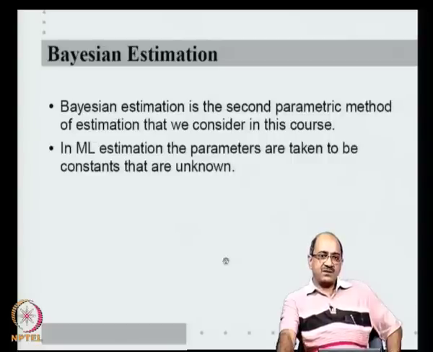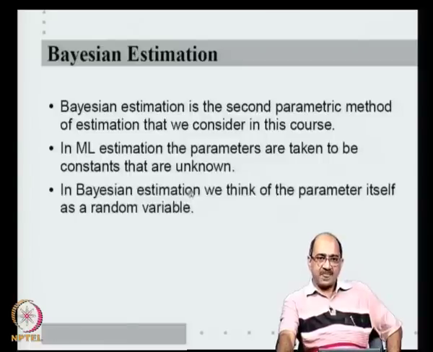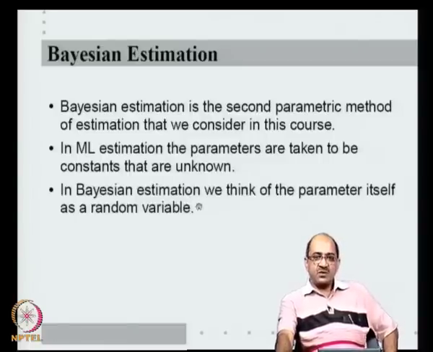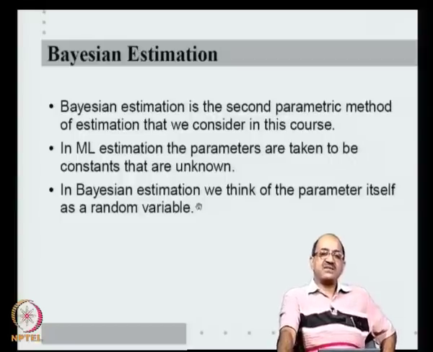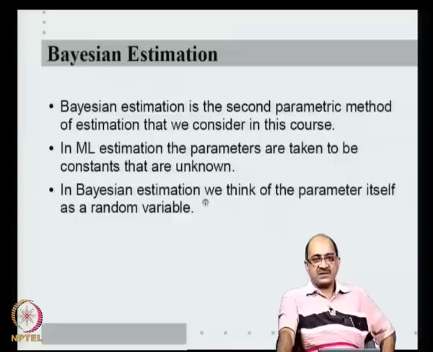At the top level, the way I can distinguish between maximum likelihood and Bayesian estimation is, in the maximum likelihood estimation, the parameters are taken to be constants that are unknown, right. While I do not know the value of the parameter theta, theta is not random, theta is taken to be a constant. In the Bayesian estimation, we think of the parameter itself as a random variable. This is the basic difference between the Bayesian and maximum likelihood estimation.